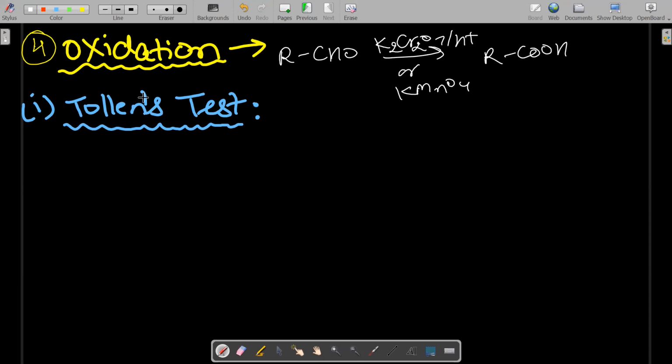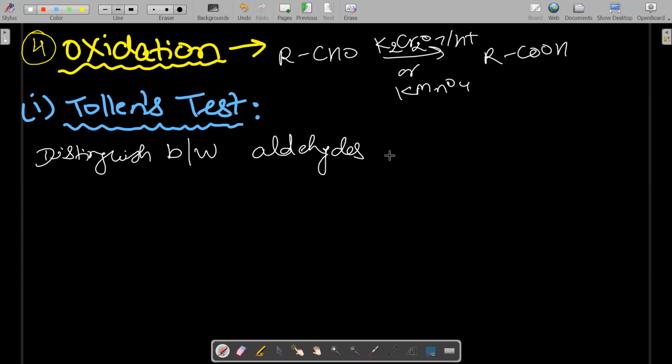Now the main topic for oxidation we are going to discuss is the Tollen's test. This is also just like oxidation of aldehyde. So what is the Tollen's test? Already I have written test. Test means distinguish test. So this Tollen's test is used to distinguish between what? Anybody can say? This test is used to distinguish between aldehydes and ketones. And this test is only given by aldehyde, not given by ketone.